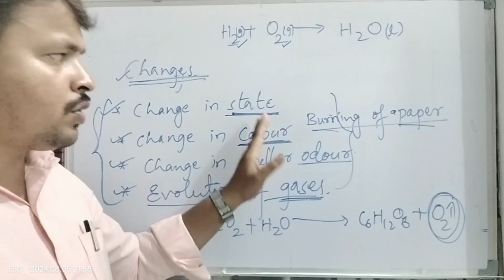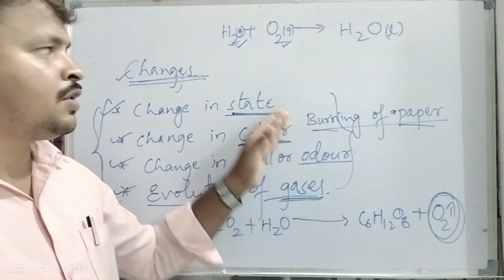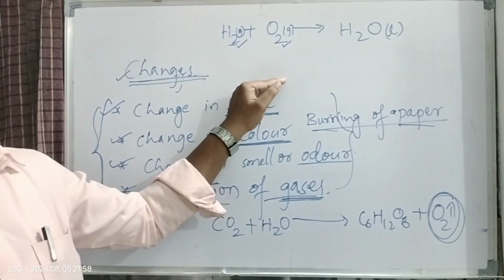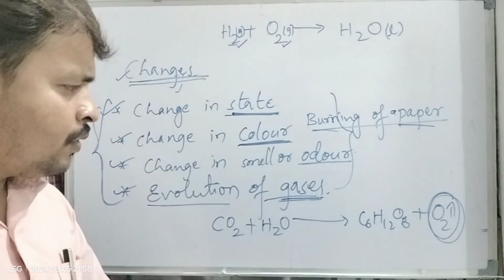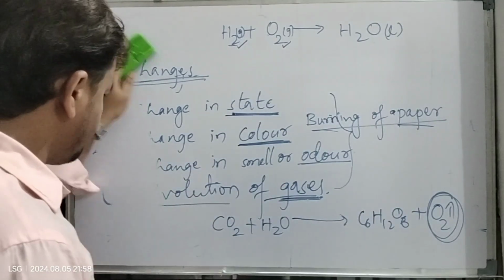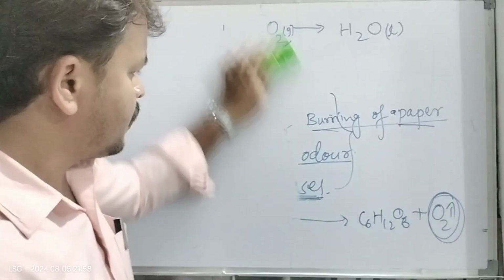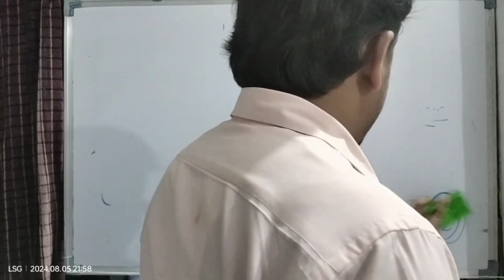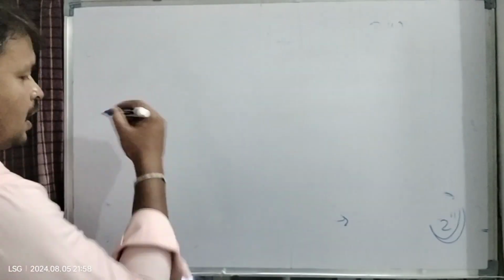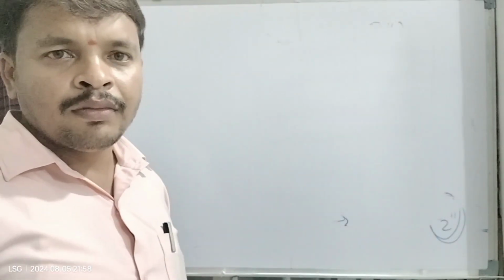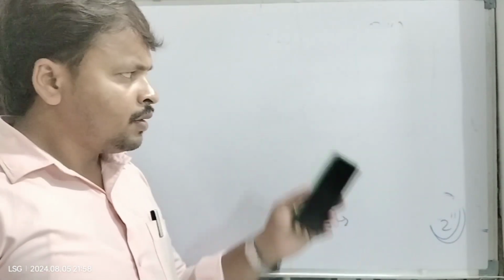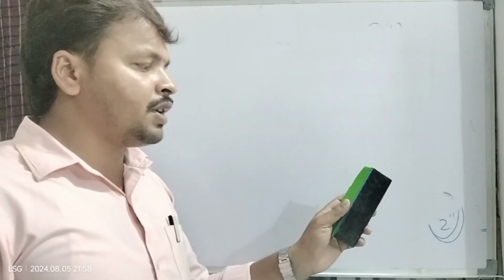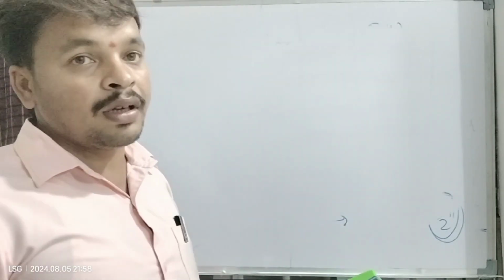Hope you have understood about chemical reactions and the changes that occur during a chemical reaction. Now we are going to discuss chemical equations. Later we are going to study the types of chemical reactions. Before going to study the chemical reactions, we can study the chemical equations.